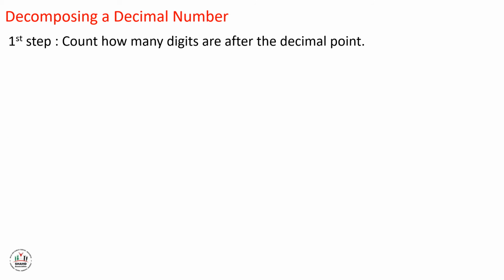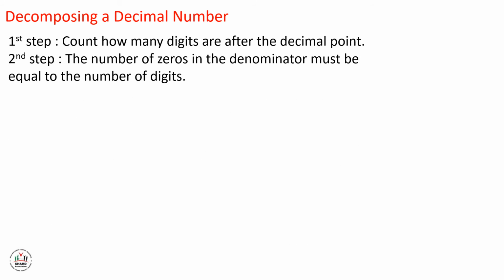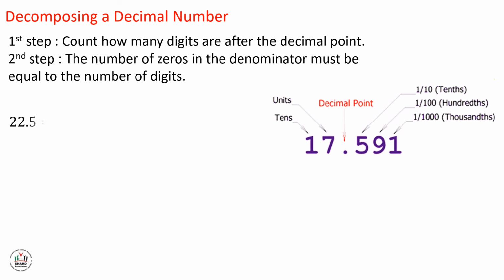Decomposing a decimal number. We need to follow these steps. First step, count how many digits are after the decimal point. Second step, the number of zeros in the denominator must be equal to the number of digits. Let's see what this means.